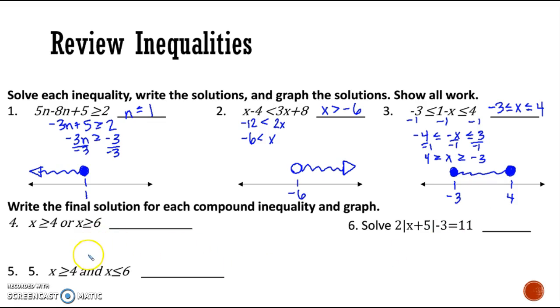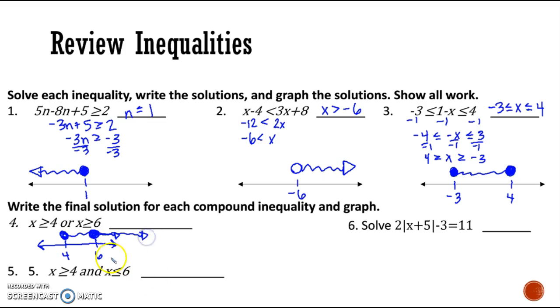All right, for the fourth one, I've got x is greater than or equal to 4 or x is greater than or equal to 6. So if I start by thinking about that on a number line, if I put a 4 and a 6 and I graph both of them, if x is greater than or equal to 4, that means it's going to have a closed circle, and I'm going to shade to the right. Greater than or equal to 6 is going to have a closed circle, and I'm going to shade to the right.